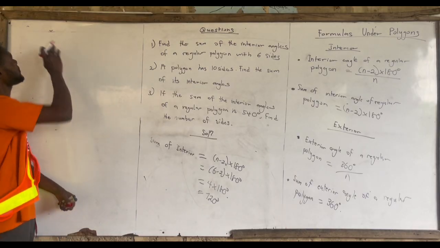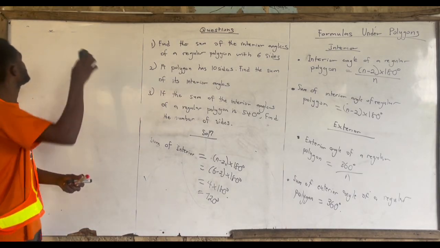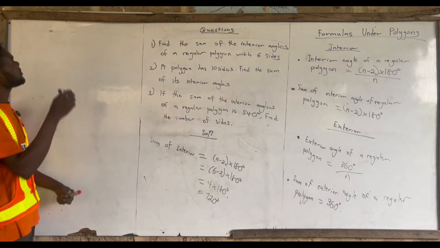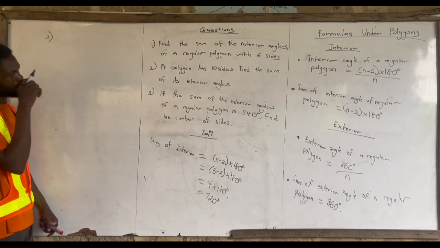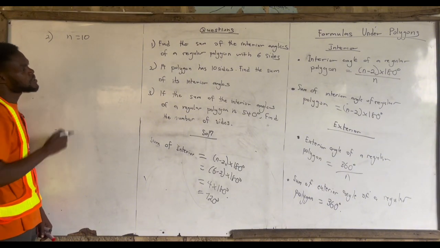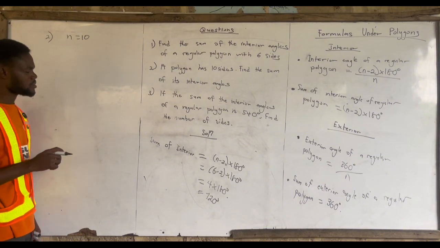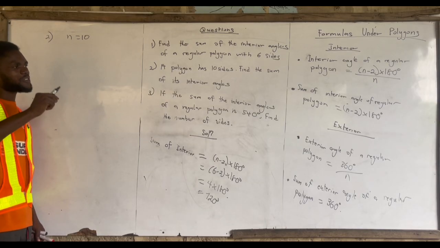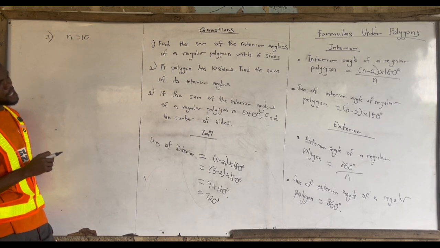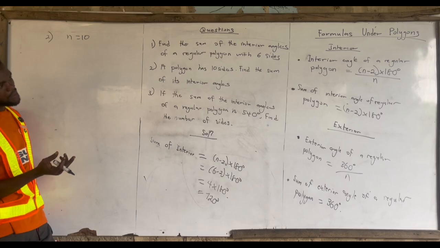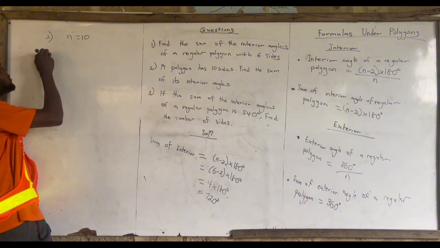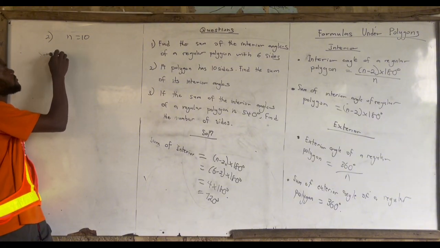The second one: a polygon has 10 sides, so you know that n is equal to 10. Find the sum of its interior angles. So we are finding the sum of its interior angles. But before we find it, it's easy, right?